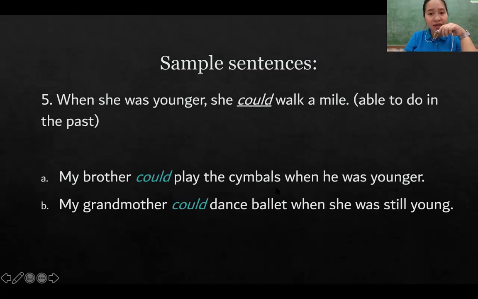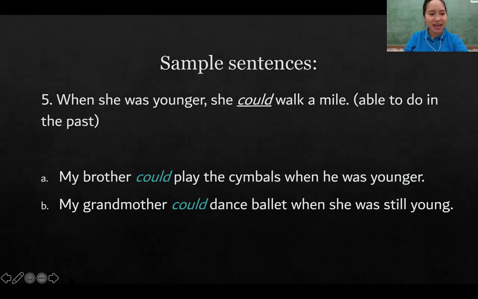My brother could play the cymbals when he was younger. So the same yapon. When he was younger, he could play the cymbals. So since could man siya, so now, probably hindi na siya makaplay. Okay? He cannot play the cymbals anymore. Cannot. Okay? Can and not. So hindi na kaya. Okay? Before kaya. That's why it uses could. Kuha. Okay. Another. My grandmother could dance ballet when she was still young. Okay. So, the same yapon. Ability before which you cannot do in the present. So, you use the modal could.